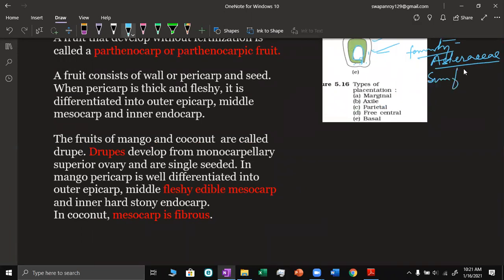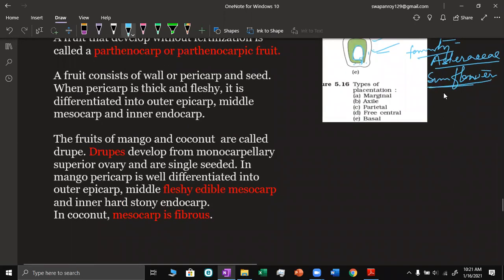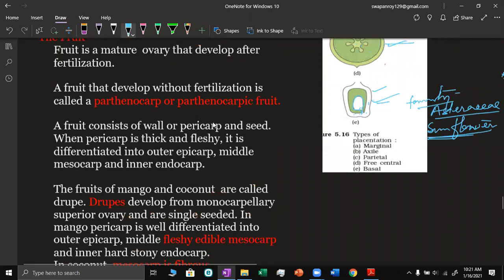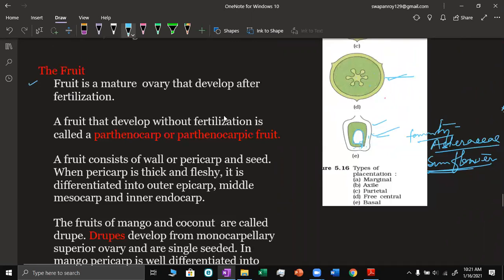Family Asteraceae, that is the sunflower family. In the sunflower, you eat the sunflower seeds, is it? Sunflower seed, and you get only one seed in each of the fruit, that is the small fruit, that you eat. So this is the placentation, and then come to the fruit.